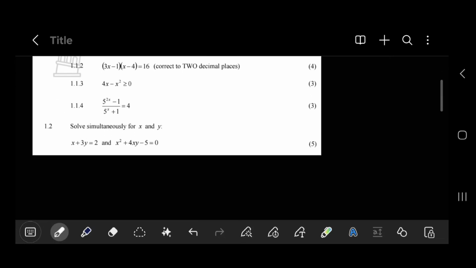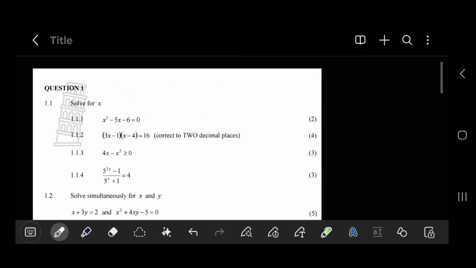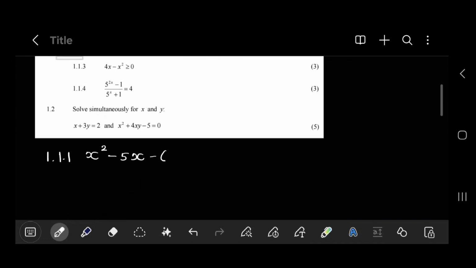Now, this is your basic factorization of a trinomial which comes from grade 10. Remember, to do this, we look at the last term. We need factors of the last term. When we multiply, they're going to give us negative 6. But when we add them, we need to get negative 5. Now, factors of 6 would be 1 and 6, 2 and 3.